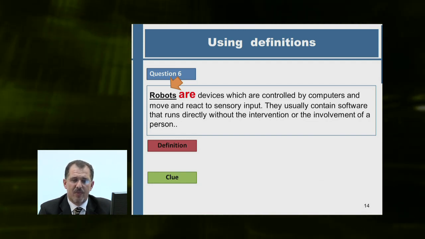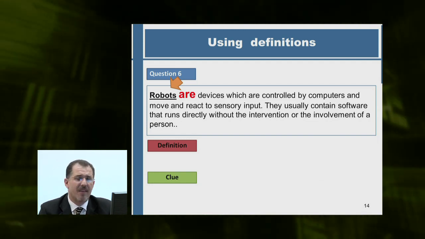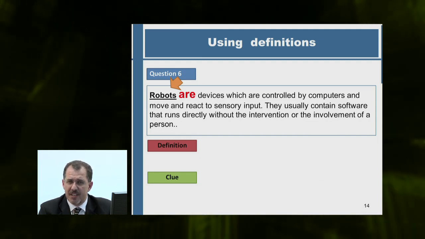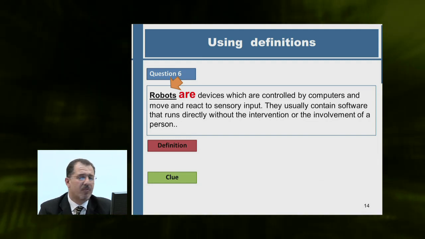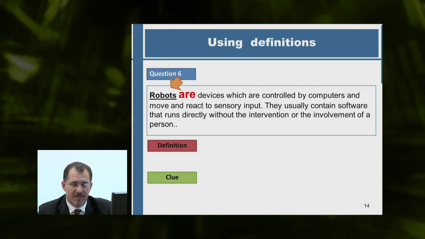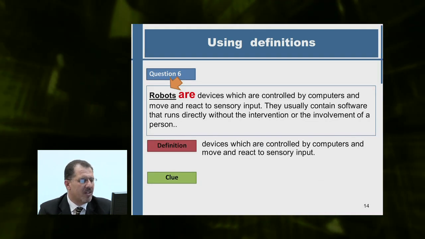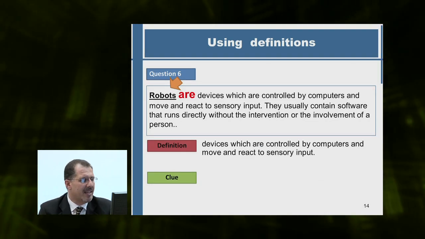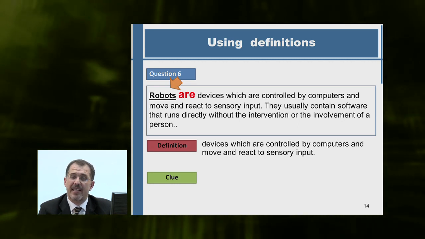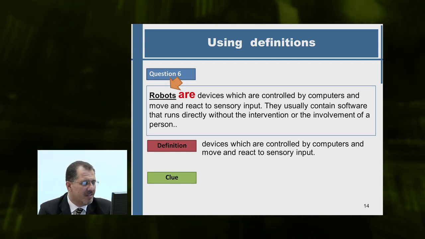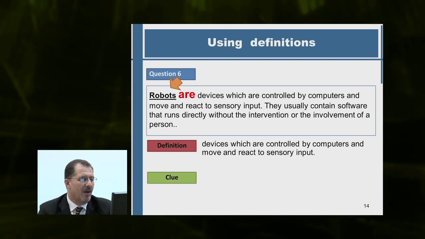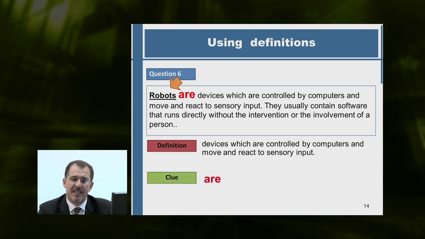What do we have here? We have the verb to be, and after the verb to be, we have the definition. So what's the meaning of robots? It's as follows. Devices which are controlled by computers and move and react to sensory input. This is the definition of robots. What is the clue here? It's are.